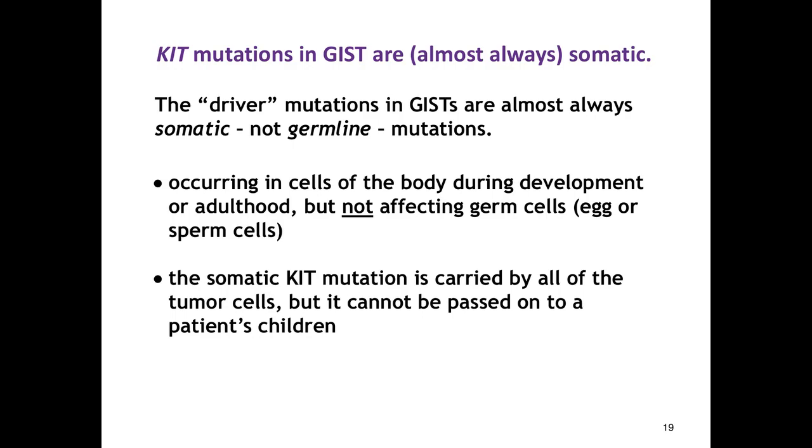Let me emphasize again that in almost all cases, with the exception of those very, very rare familial cases, the KIT mutations in GIST are almost always, as we say, somatic. That is, they occur in body cells, not in germline cells, eggs or sperm. So consequently, these are mutations that occurred in a patient's body during development or possibly during adulthood. They do not affect the germ cells, and therefore they cannot be passed on to a patient's children. The only exception to that rule are the exceedingly rare cases of familial GIST.